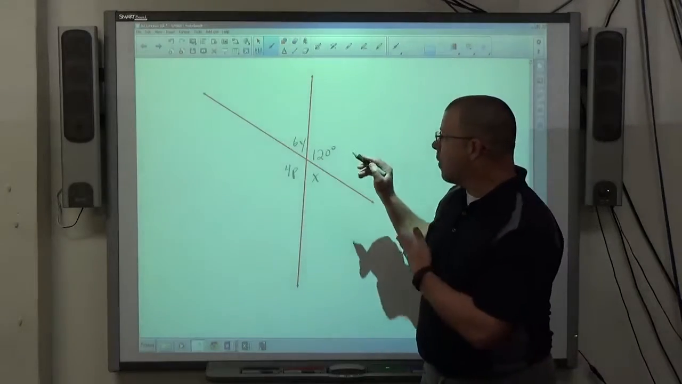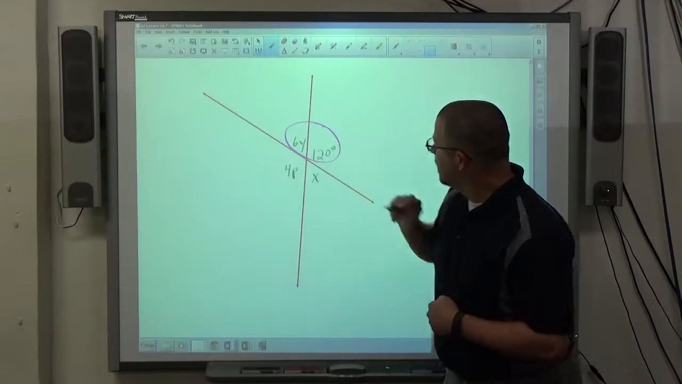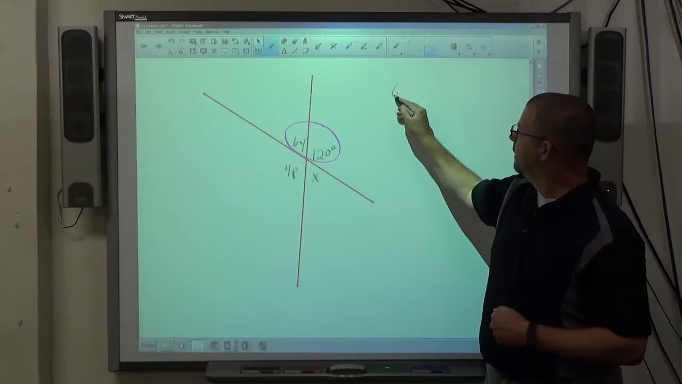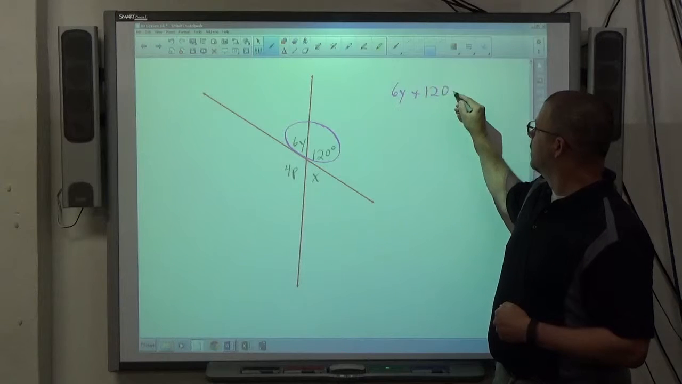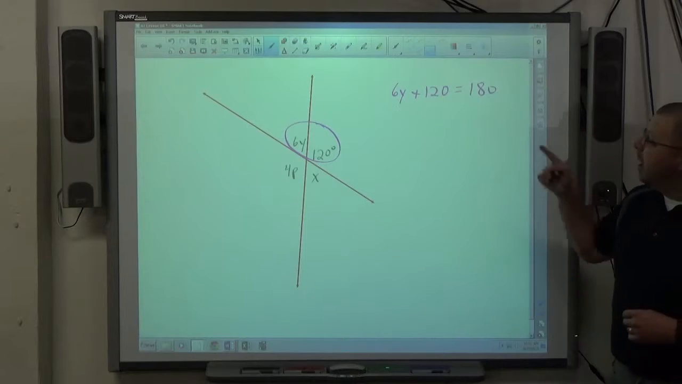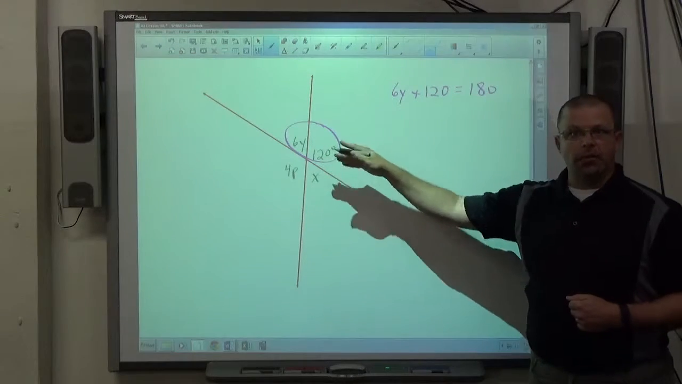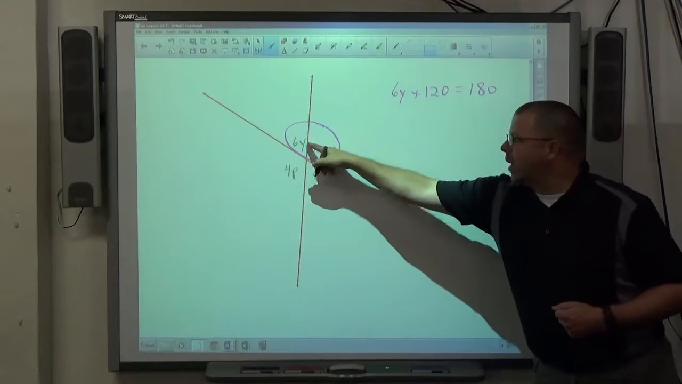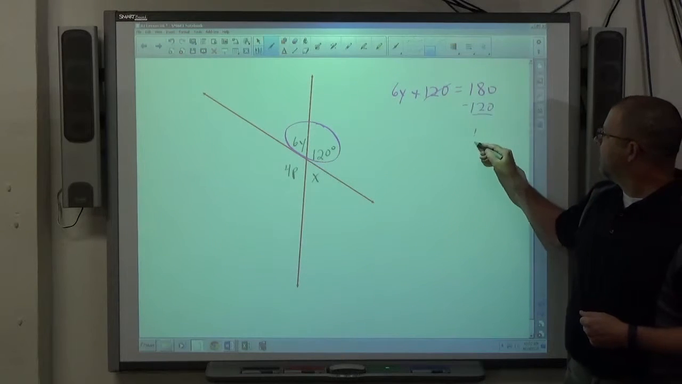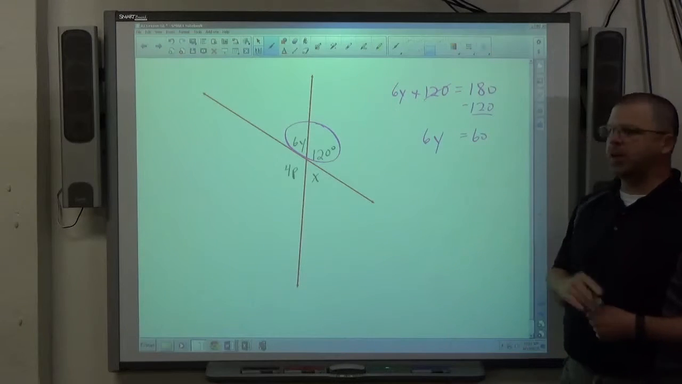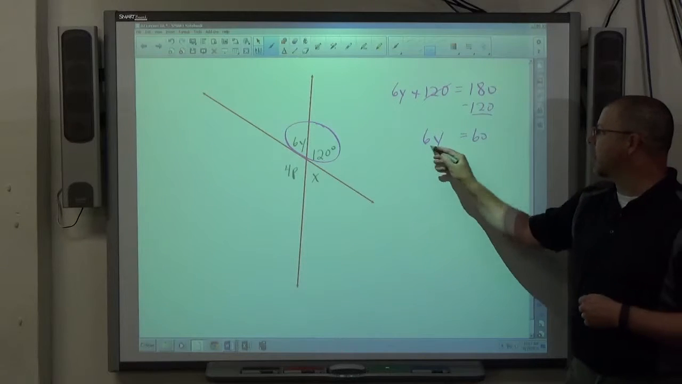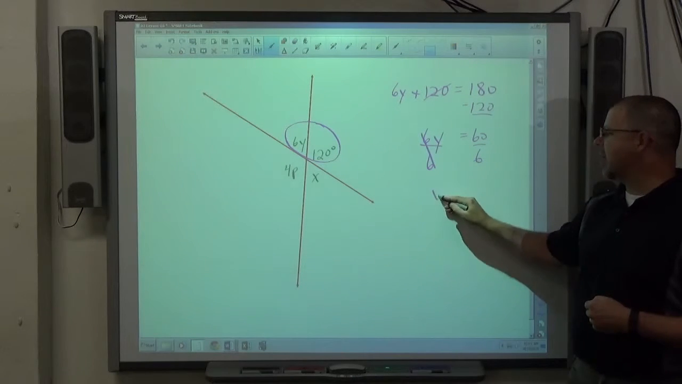And it says find x, y, and p. Take a look at that. If I made an equation out of that, what would I say? 6y plus 120 is equal to 180. Very good. 6y plus 120 equals 180. So there's the equation based on the truth of a straight line. The two angles making the straight line add up to 180. If I go to solve this equation, I get 6y equals 60. Does that tell me that y equals anything? No. So now I need to divide by 6 to figure out that y actually equals 10.